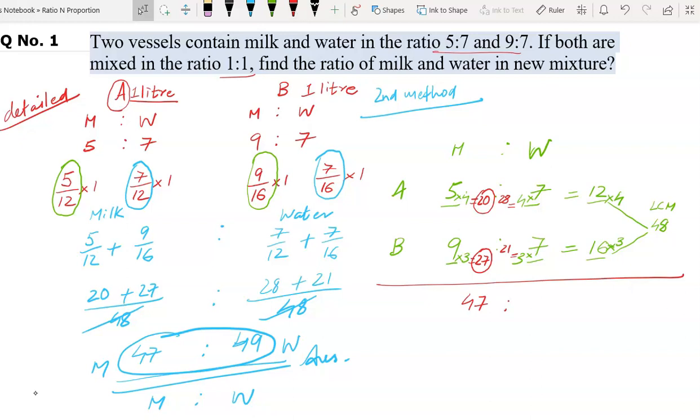And water is how much? In the first vessel water is 28, and in the second vessel water is 21. So if we add it, 28 plus 21 will give us 49. So this is the ratio of milk and water in the new mixture. So this is our answer.